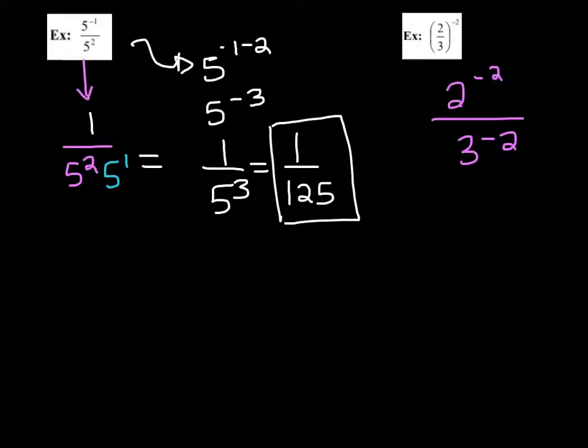2 to the negative 2, 3 to the negative 2. Since they each have a negative exponent, 2 is on the top, it's going to go to the bottom of the fraction. When I bring it down, its exponent becomes positive. Since 3 also has a negative exponent and it's in the denominator, to make it positive, I move it to the numerator. And when doing that, its exponent becomes positive. Final answer of 9 over 4.